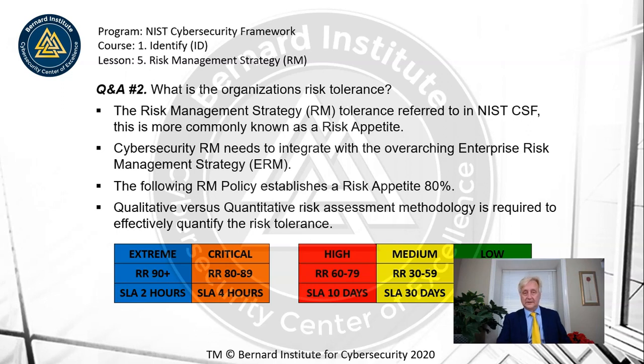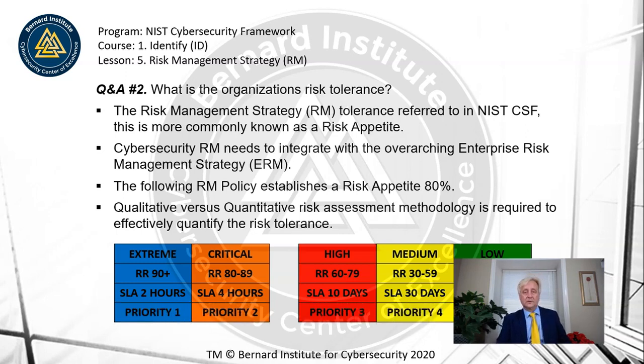There are SLAs attached to this, as well as service desk priorities. The SLA for extreme is 2 hours. For critical, it's 4 hours. The SLA for high is 10 days. The SLA for medium is 30 days, and the SLA for low is 90 days. If you integrate this with your service desk ticketing system and line them up, it works really nicely. You can say extreme are priority ones. They have to be solved in 2 hours.